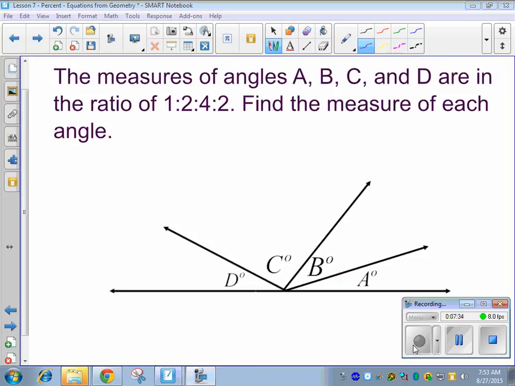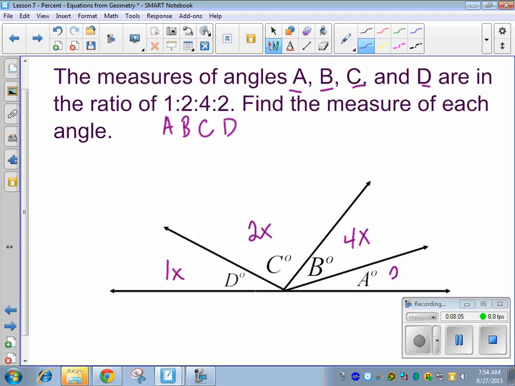All right, so the measures of angle A, B, C, and D are in the ratio of 1 to 2 to 4 to 2. Ratios are like fractions. All we're going to do, you guys, is this has to go exactly in the order that they wrote this: A, B, C, D, because that's what they said. So what I do is I add an x to each piece. If it's in a ratio, it's like a reduced fraction, and we don't know what they all could be reduced by. So we use a variable, but it's all the same variable if they're in that ratio.